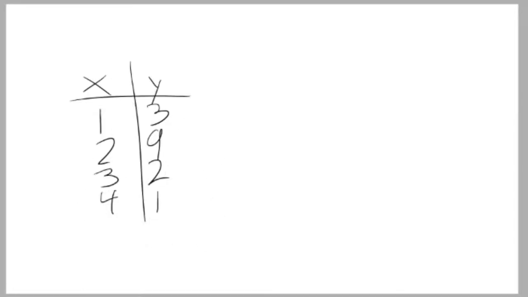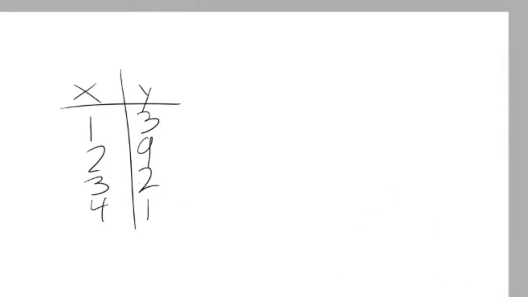And here we have another table. And now this table is even more odd. As usual, the x-axis is going up by ones. 1, 2, 3. But the y-axis, there's nothing.